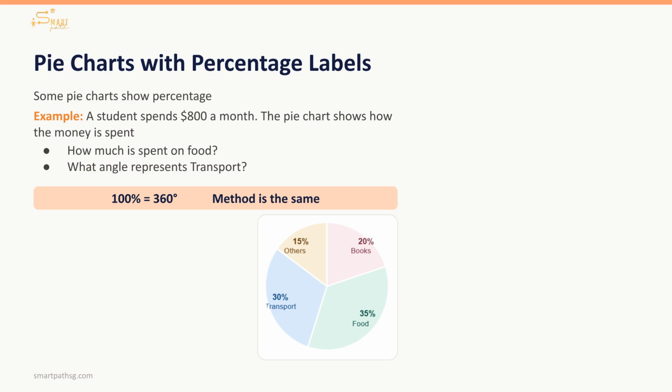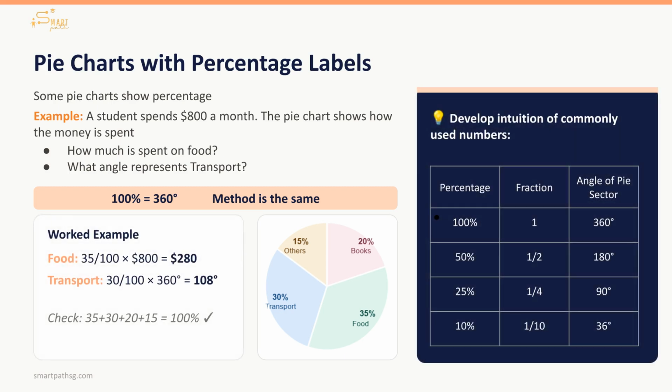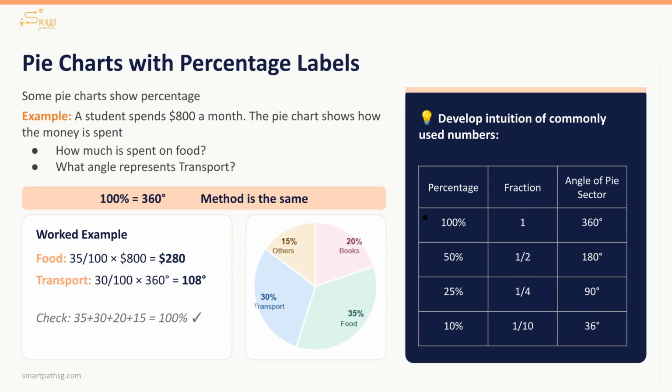This example asks how much money is spent on food and the angle representing transport. Pause the video and try to solve yourself before seeing the solution. To solve, convert the percentage to a fraction out of 100 before multiplying by the total value. It is helpful to develop intuition for common fractions, percentages, and angles, such as those shown in the table.